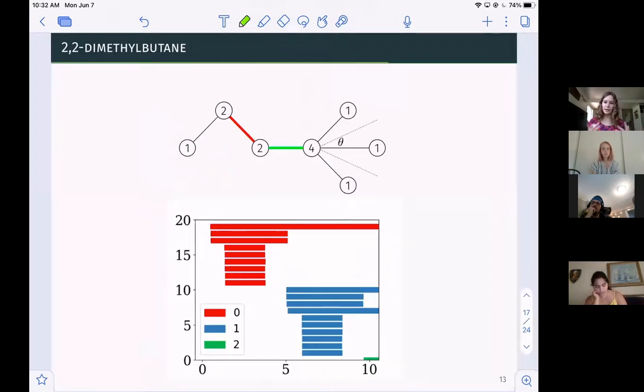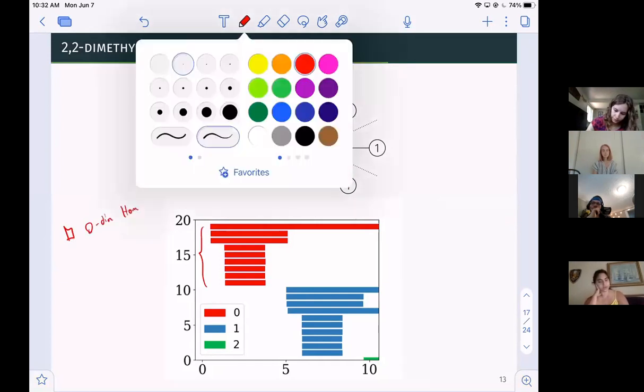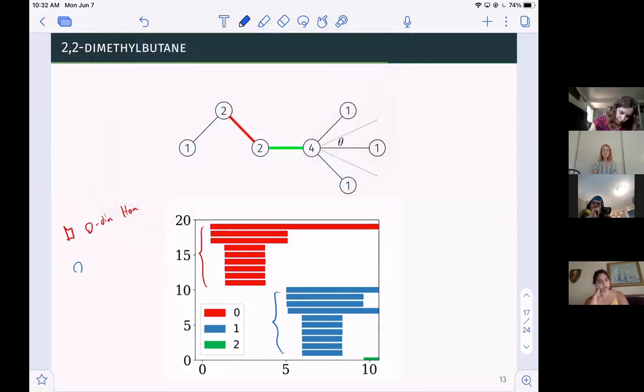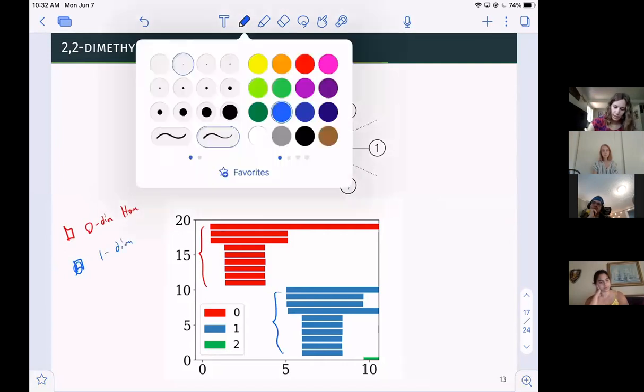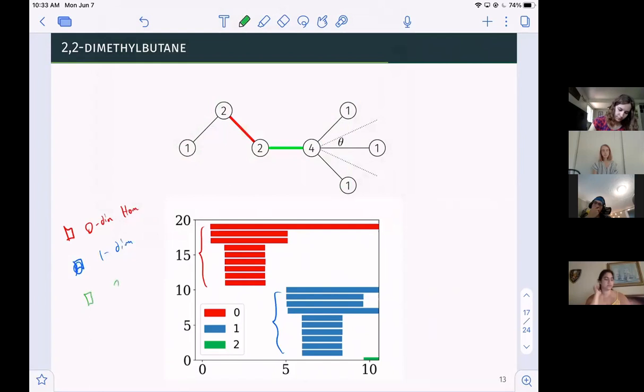We'll combine our two diagrams together, and we'll notice some things pretty much right off the bat. This one is a lot more consistent, at least per bar, than my last one was, which is kind of nice. I have all of these bars that are born at the same time and that die at the same time, both in zero-dimensional homology. So red is zero-dimensional homology. Blue is one-dimensional. And last but not least, green is two-dimensional.